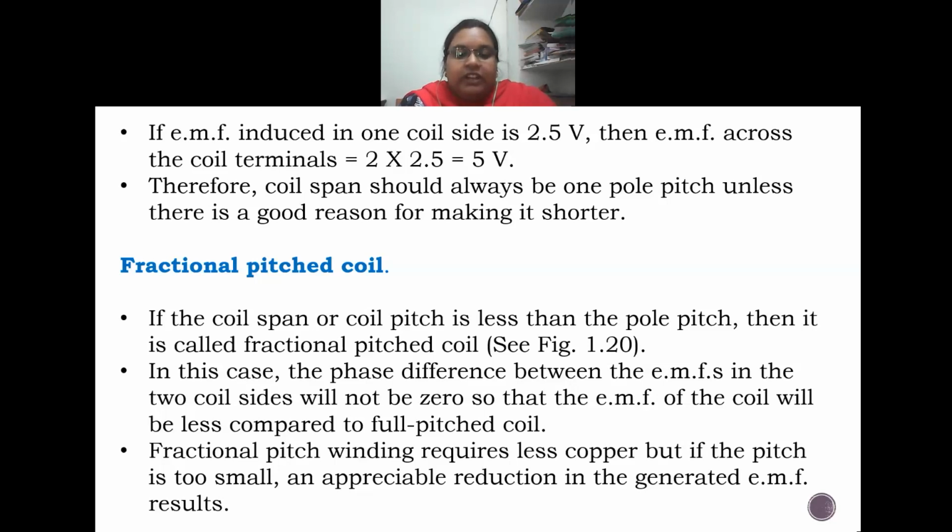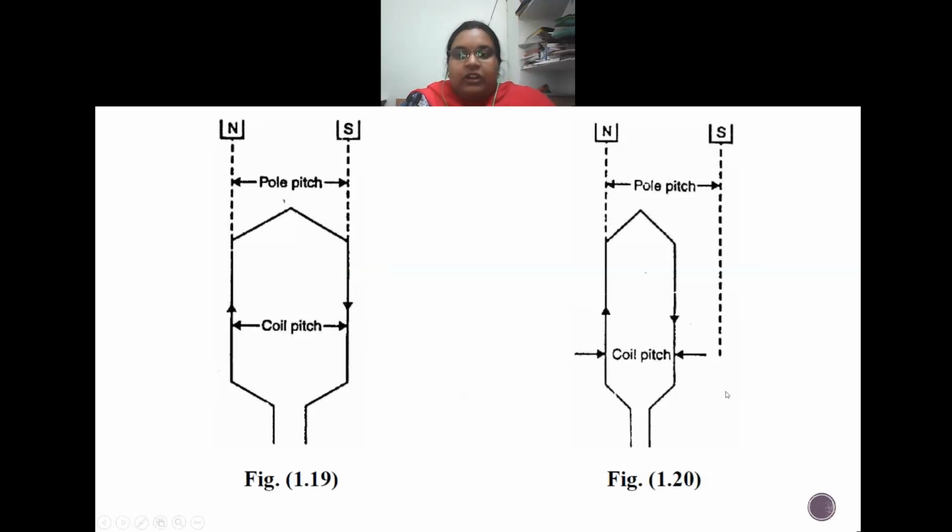Fractional pitch winding requires less copper, but if the pitch is too small, an appreciable reduction in the generated EMF results. He is saying that this fractional pitch coil will require less copper. Copper is the material that is used for the windings. The windings are made out of copper.